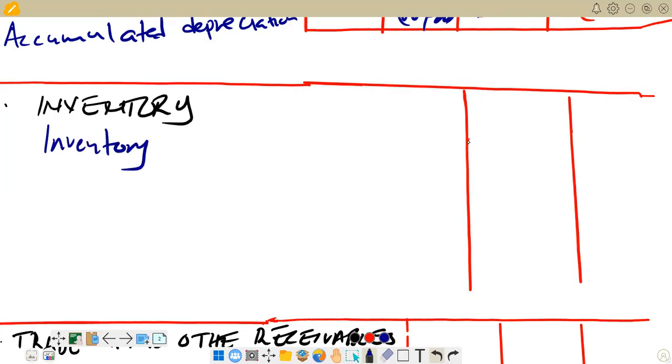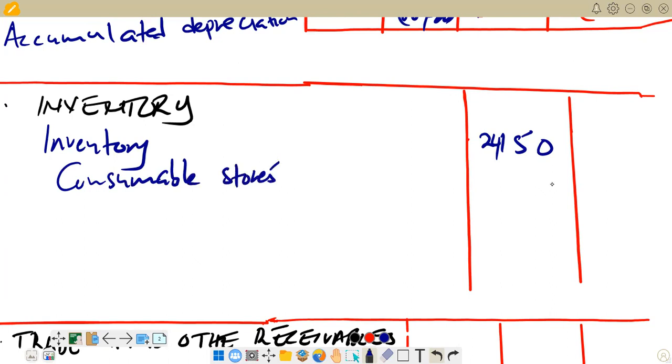We put the figure for closing inventory, and the figure that we have is 24,150. And then for consumable stores, we have 390. Then obviously you add this one plus that one. Get the total, you put it here to represent the total for inventory, which is 24,540.